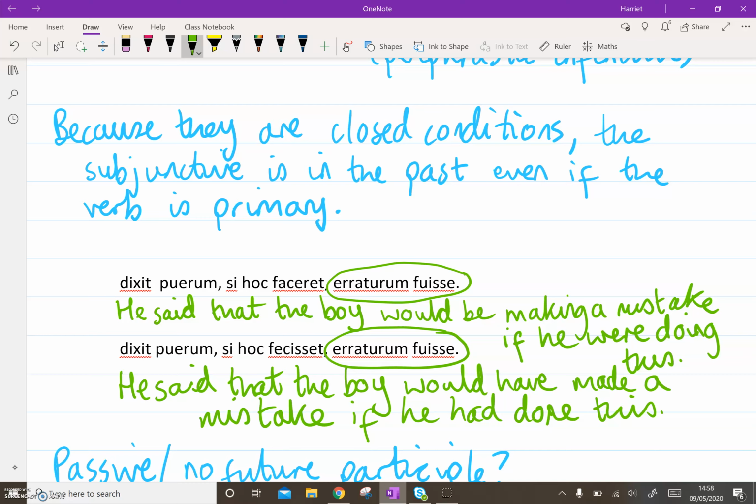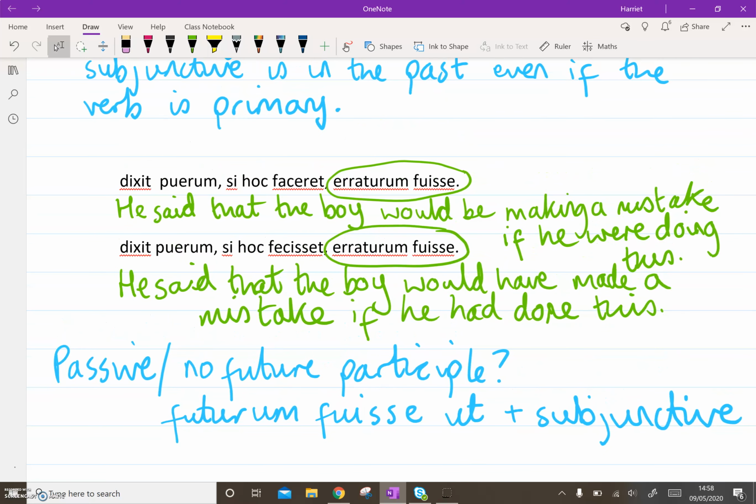Okay, the other little annoying bit of grammar, just to add on, because Latin never keeps things as simple as they could be. If you don't have a future participle, or you need your conditional to be passive, then you use futurum fuisse. So it's the impersonal neuter periphrastic infinitive, and then you use ut, and then you have a subjunctive. If you're using this because you want it to be passive, obviously you then use a passive subjunctive. If you're using this because there's no future participle of the verb, you then use an active subjunctive.